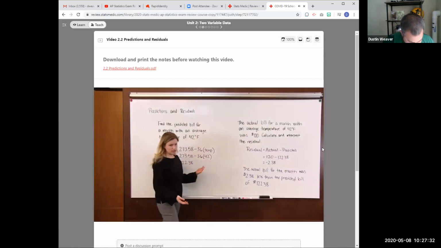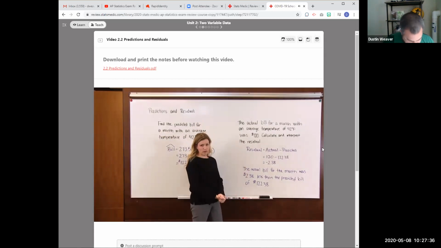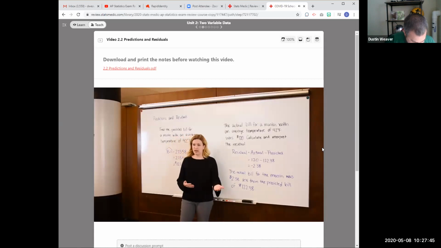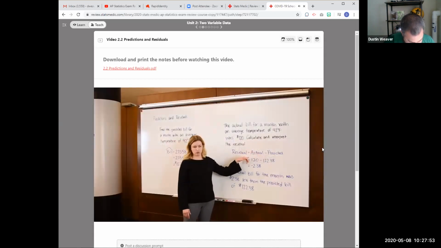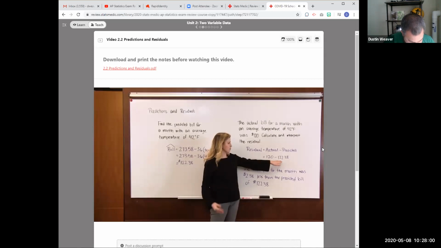Once we have this prediction, now we're going to turn that into a residual. If the actual bill for the month had been $120, we're going to calculate and interpret the residual. So when you're trying to remember on the AP exam what comes first, the actual or the predicted, you want to remember AP, as in AP statistics. Our residual is the actual minus predicted. So actual always comes first. And if the actual amount was $120, our prediction, as we just found, was $122.38.